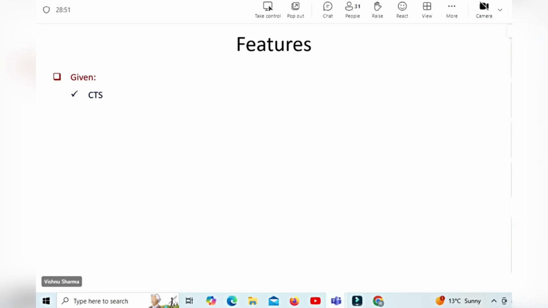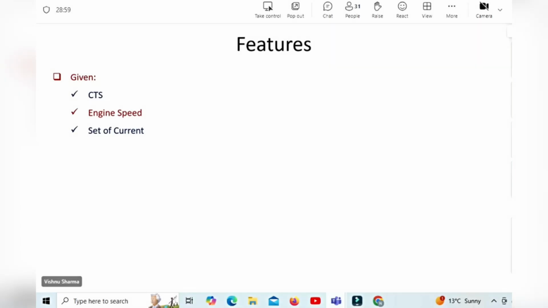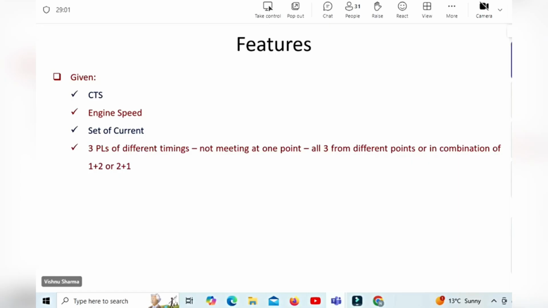Okay. Then we'll have the engine speed of the ship. We'll have the set of the current. And we have 3 PLs. They can be 1 plus 2, 2 plus 1, or they can be 1 plus 1 plus 1. Doesn't matter. So they can all be from 3 different points, or they can be in combination of 1 plus 2 or 2 plus 1.